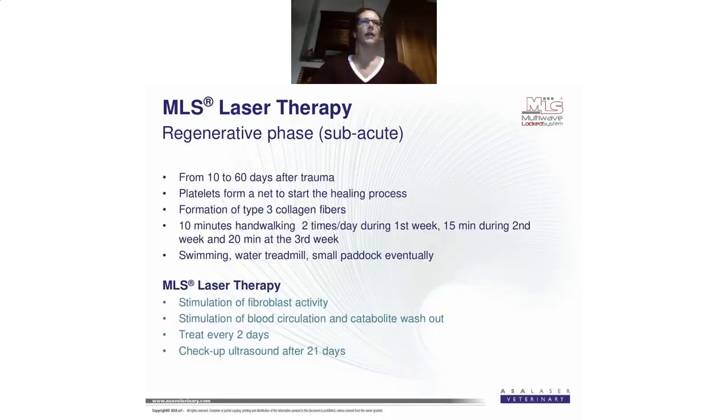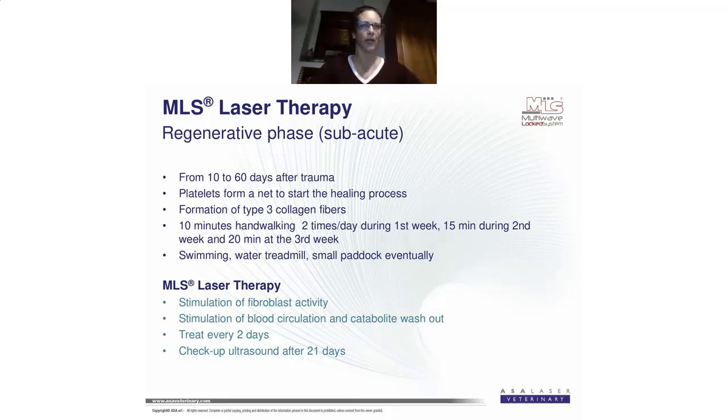After this phase, I arrive in the subacute phase, so from 10 to 60 days after trauma. The platelets form a net to start the healing process. We have the formation of type 3 collagen fibers. We can start with the hand walking. So in my protocols, I want to start as soon as possible with moving the horse. I don't want the horse resting too much in the box, in box rest. We can add the swimming, water treadmill, and small paddock eventually.